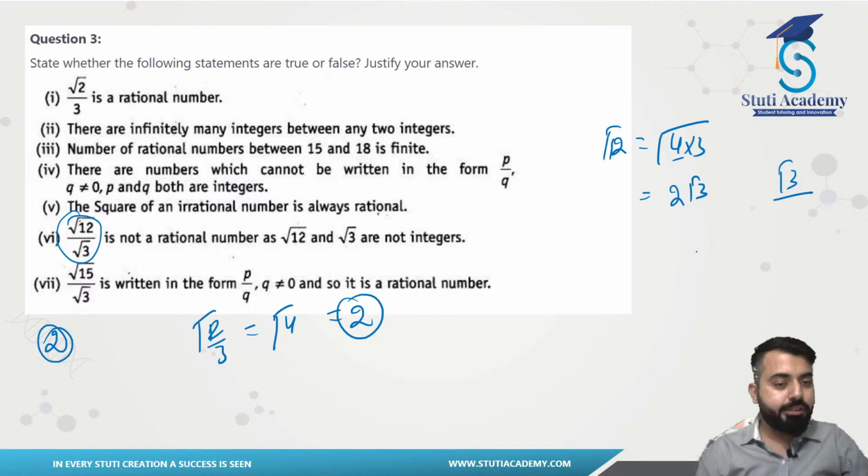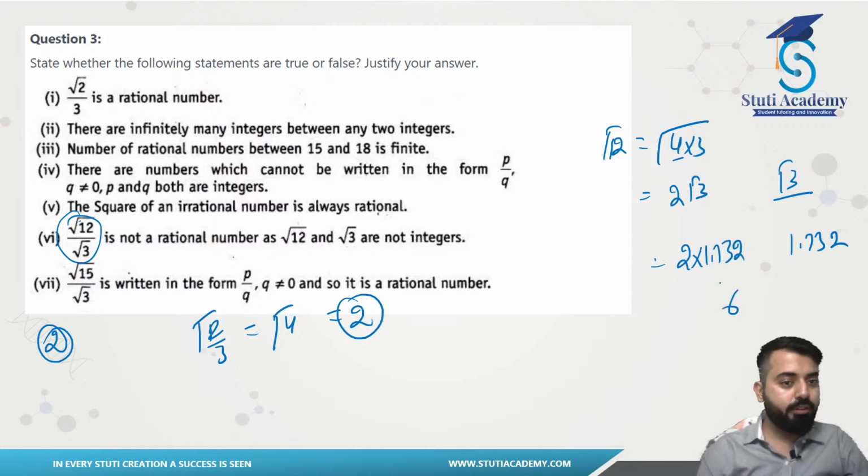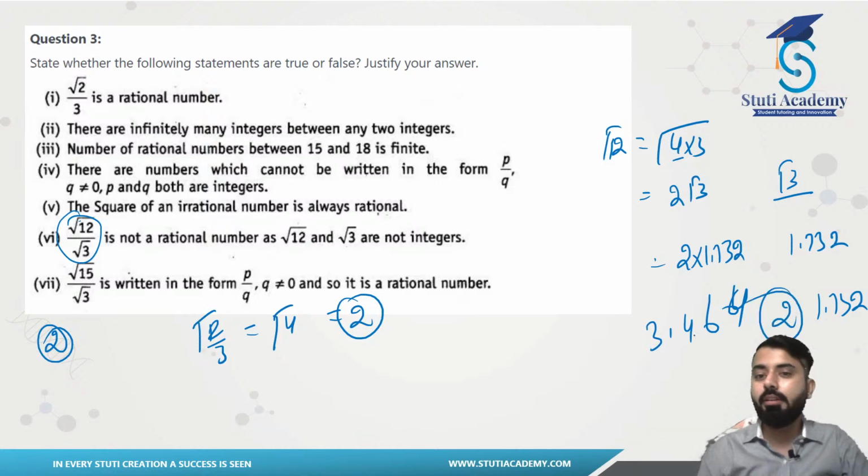So if I solve this, the value of square root 3 is 1.732, and this will be 2 into 1.732, which is 3.464. So 2 will be lying in the middle of 1.732 and 3.464. So this is a rational number between these two. So this statement is false again.